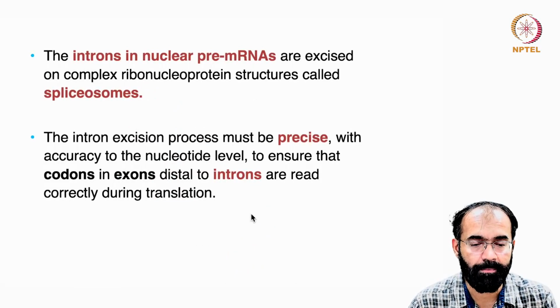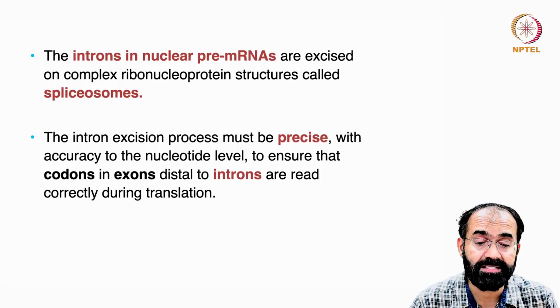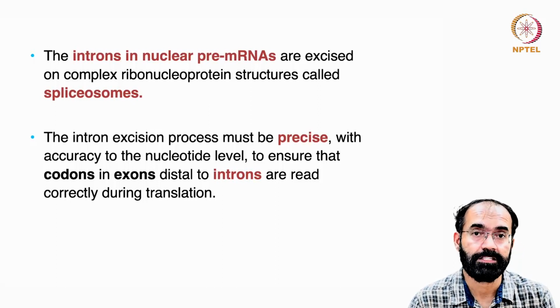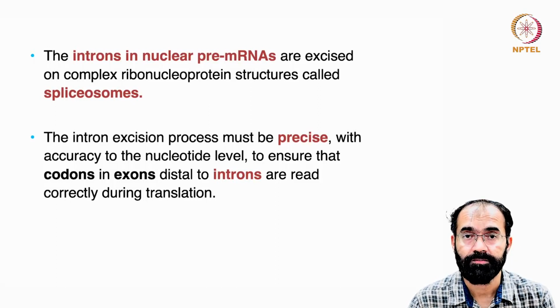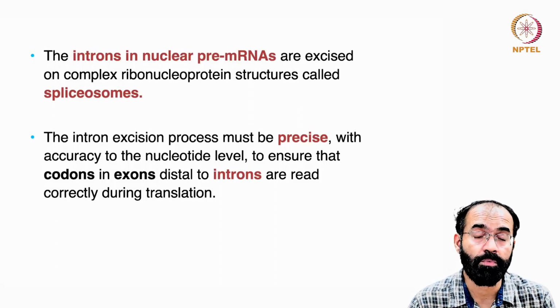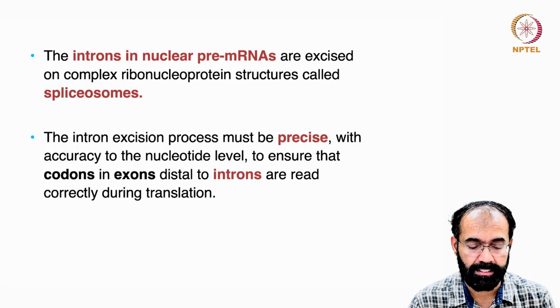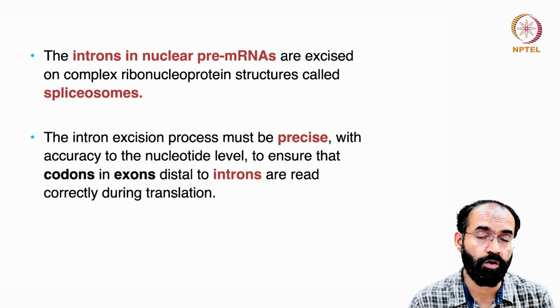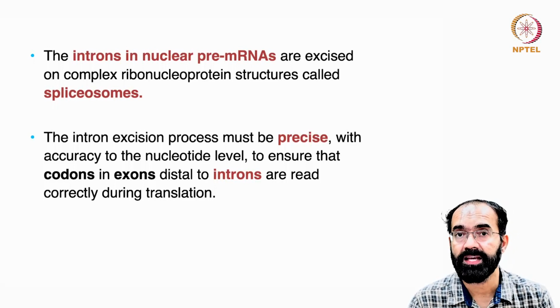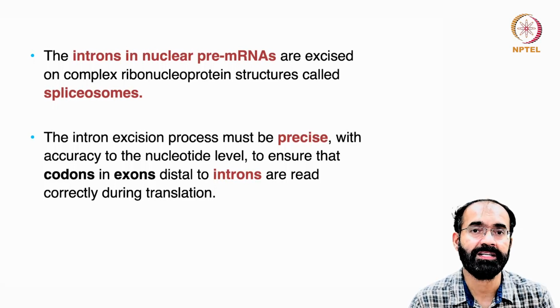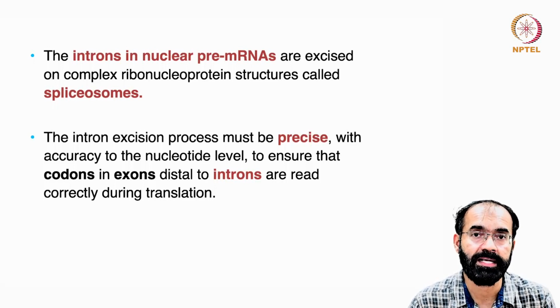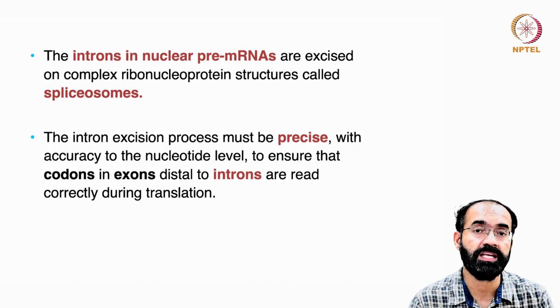So introns in the nuclear pre-mRNAs are excised on complex ribonucleoprotein structures, and we call them spliceosomes. Spliceosomes are very extensive, and in some model organisms such as yeast, there are a bunch of other proteins which are not traditional spliceosomal proteins. They also participate in this splicing reaction. But remember, the maturation of pre-mRNAs is very complex and stringently processed, because if there is any error in mRNA maturation, that can have a long-lasting effect, sometimes even deleterious. That means it can cost the life of the organism, because these mRNAs are important for protein translation.